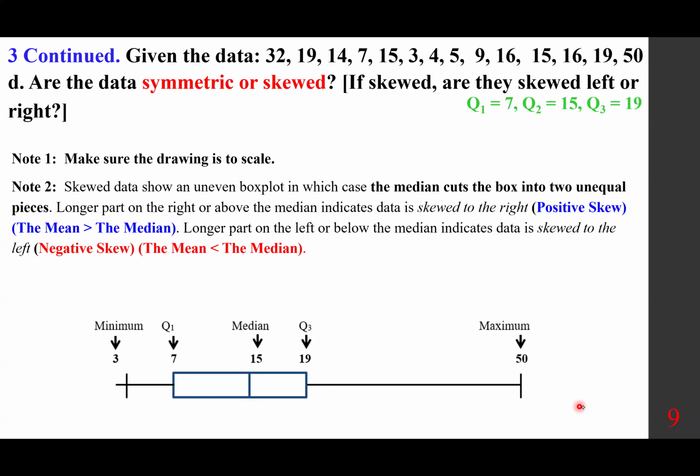What else? Note 2, skewed data show an uneven box plot, in which case the median cuts the box into two unequal pieces. Longer part on the right or above the median indicates data is skewed to the right or positive skew. That means the mean is larger than the median. Longer part on the left side or below the median indicates data is skewed to the left or negative skew, or the mean is less than the median.